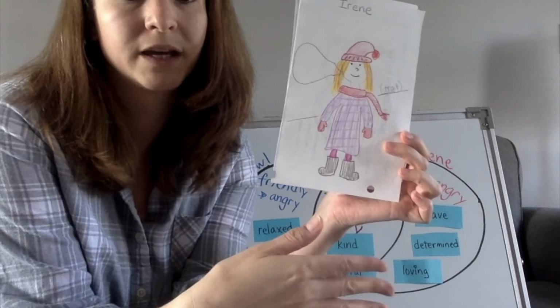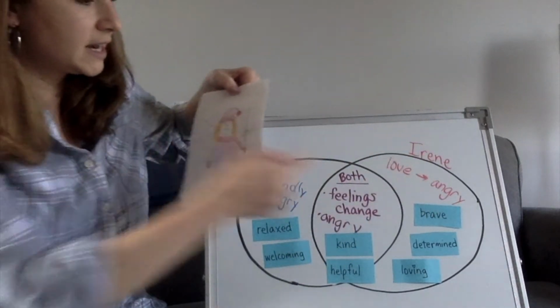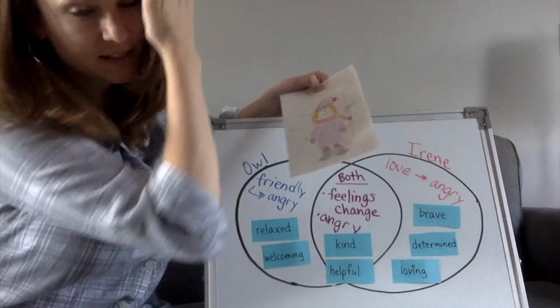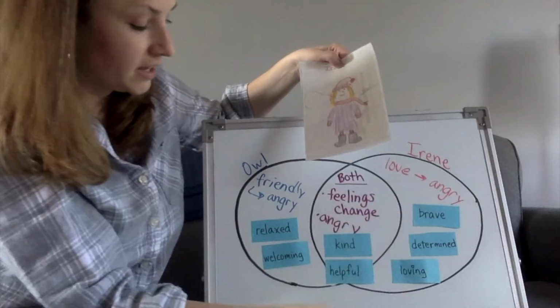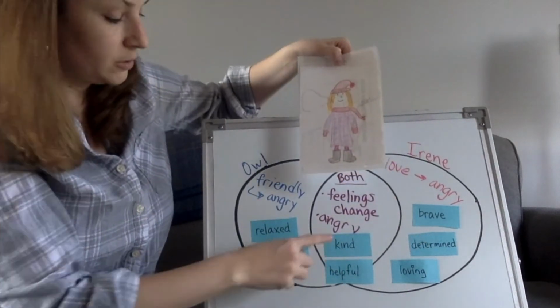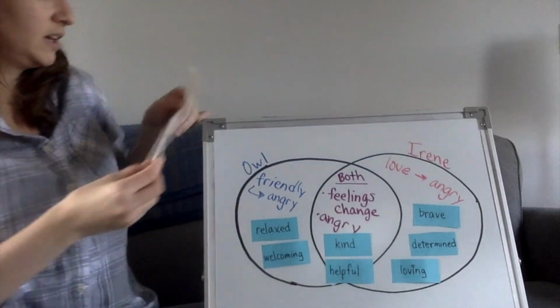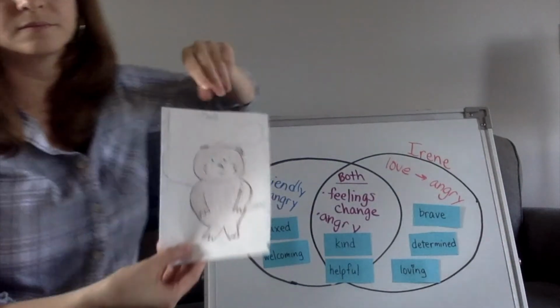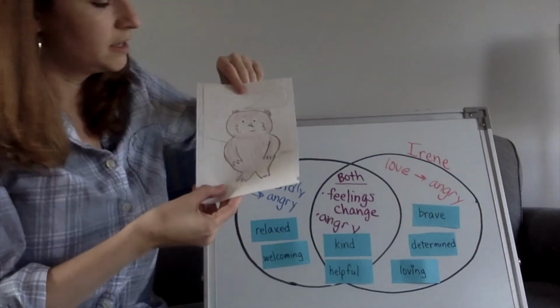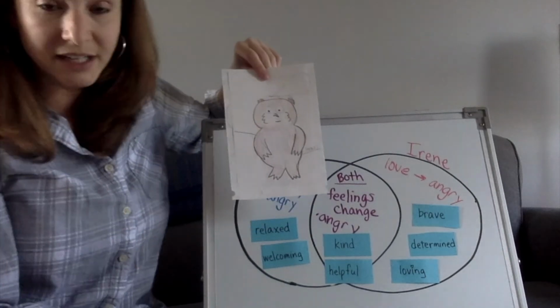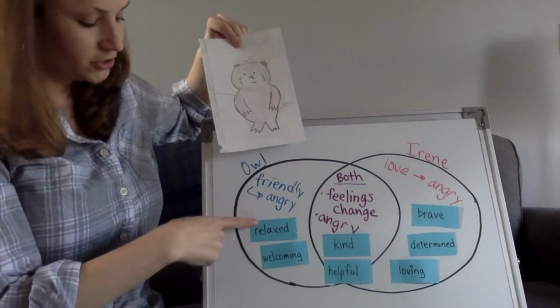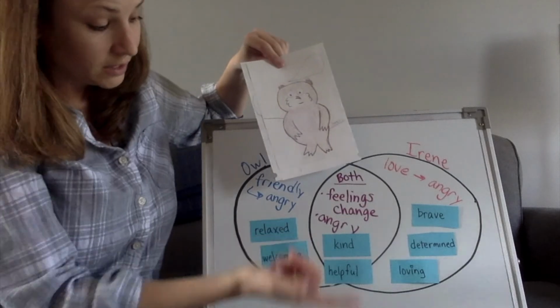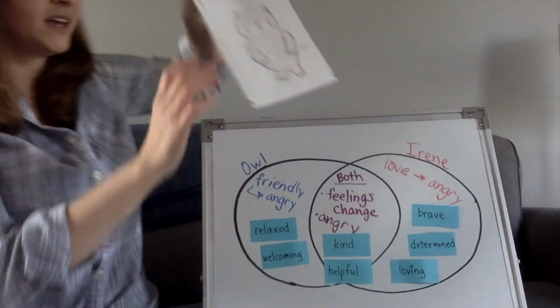So if I was using my Irene picture, I could write something that she says to her mom or to the wind, and then I could use one of these character traits. Brave, of course, title of the story, determined, loving, or these ones in the middle, because Irene was kind and helpful. If I was using Owl, write something that Owl says, and then a character trait to describe Owl. So again, I could use relaxed, welcoming, and Owl was also kind and helpful.